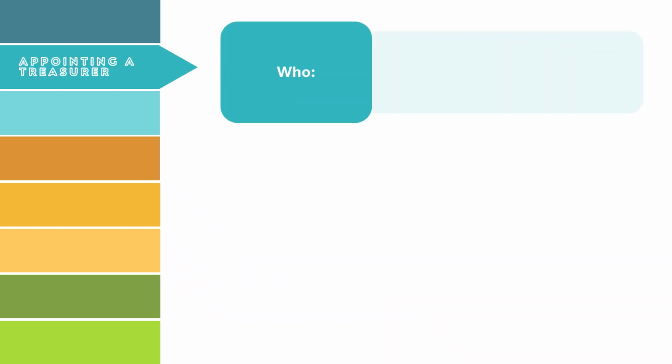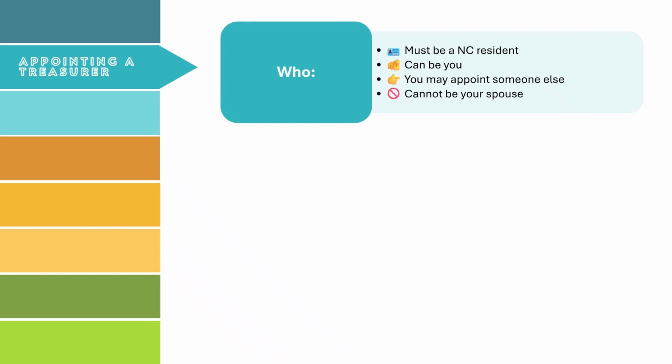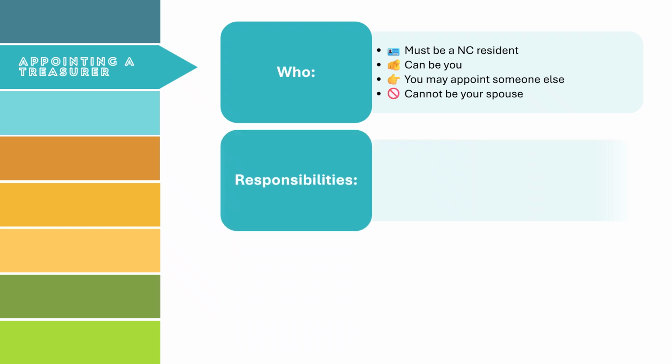In North Carolina, every candidate for elected office must appoint a treasurer, and that treasurer must be a North Carolina resident. Now, as a candidate, you can choose to serve as your own treasurer, or you can appoint someone else to take on the role. Just one key rule: your spouse cannot serve as your treasurer.